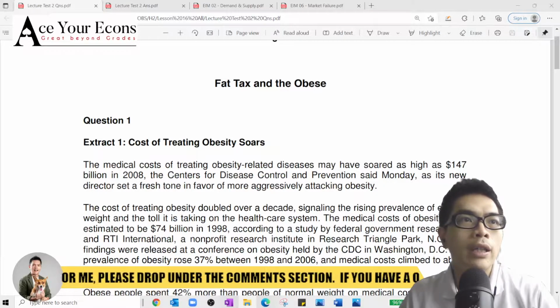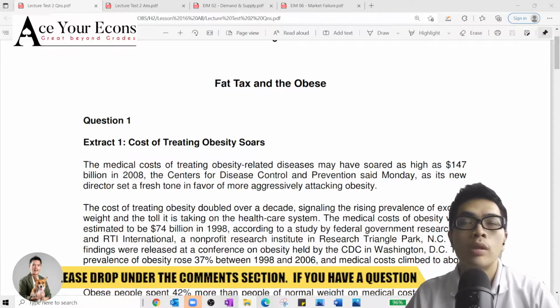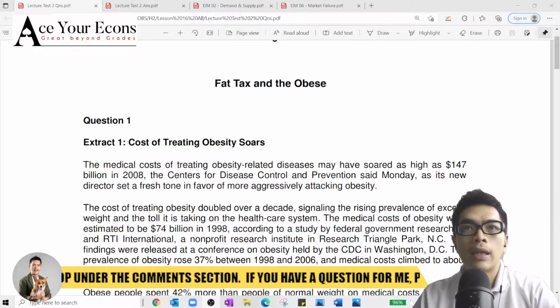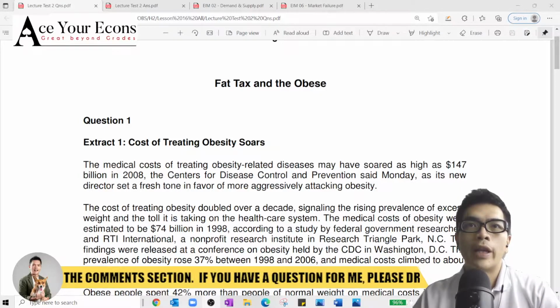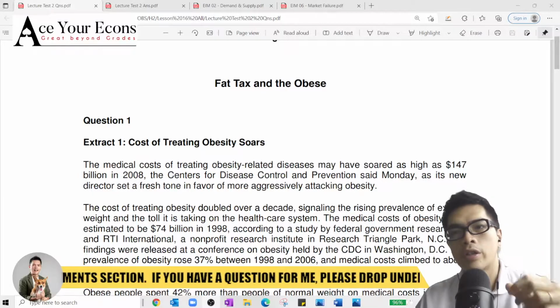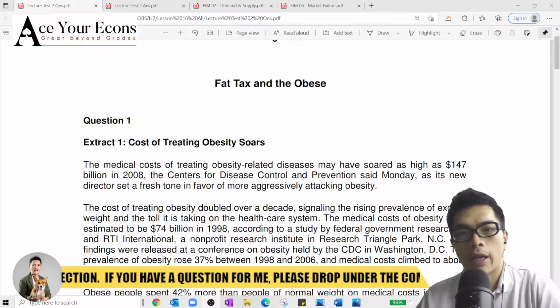So I will attach the answer key right here under Zoom. If not, the updated answer key will be up by Sunday in the LMS folder. So you guys can download a copy of the answer key and take a quick look of how the answers are structured. So we will be quickly going through the questions together.